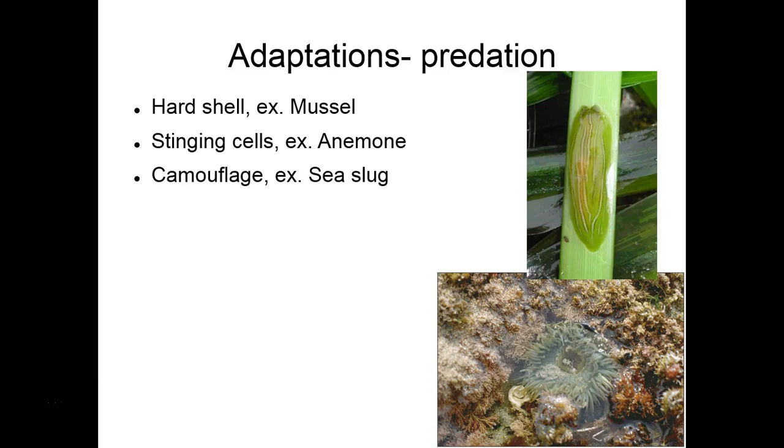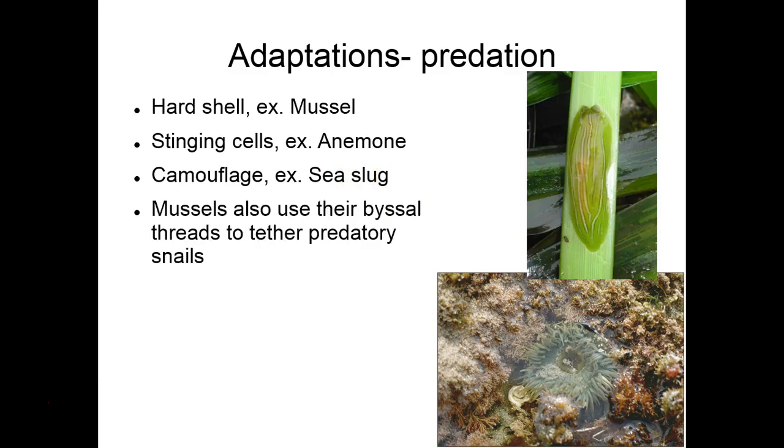Camouflage is also helpful because that means that the predator can't see you, such as this sea slug that's seen on this blade of grass here. It's got the same coloration. It even has little lines in it like this blade of grass does. So it would be harder for a predator to see it, to eat it. And then sometimes mussels have actually been known to use their byssal threads to essentially anchor on to predatory snails and make them have to slow down or not be able to move towards them.